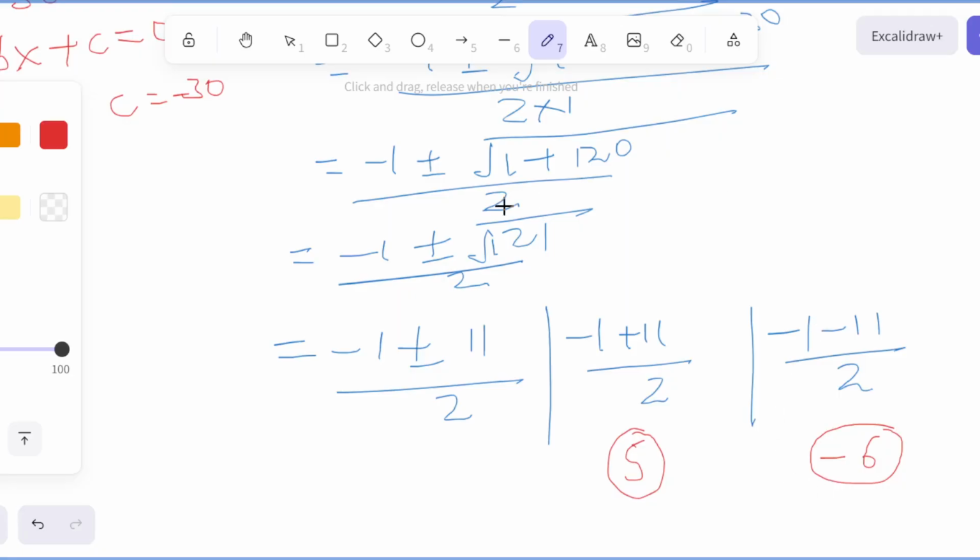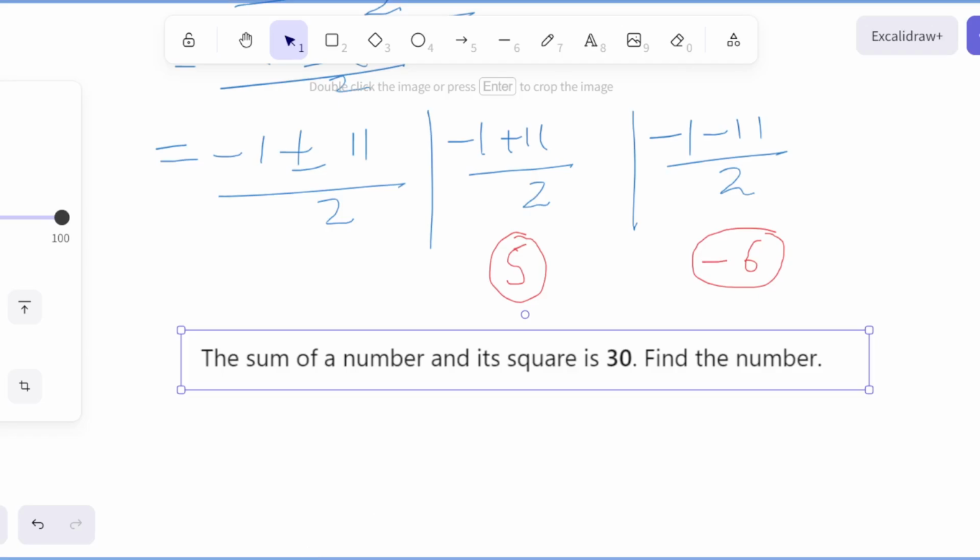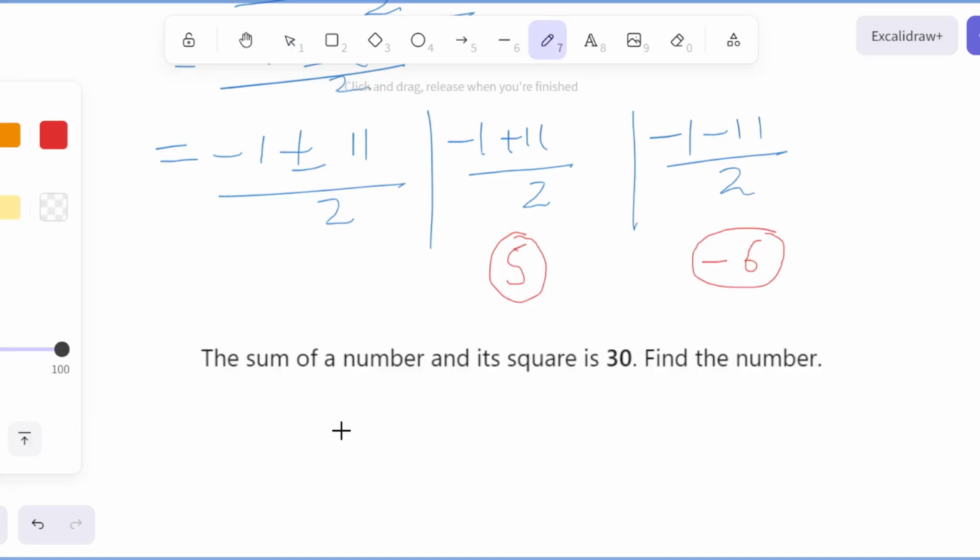So our numbers are 5 and minus 6. If we see what was the question, let me paste it again. The sum of the number and its square is 30. Let us see if that works out. If I take 5, so 5 square plus 5, is it 30? Yes, that's correct, because this becomes 25 plus 5 is 30.